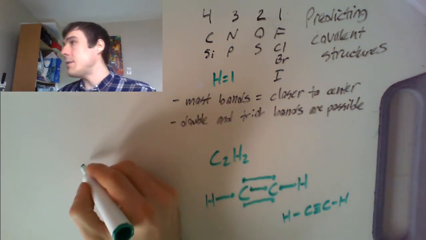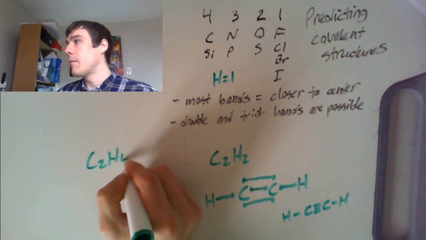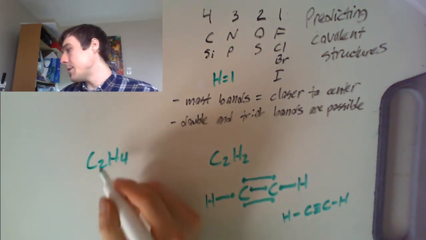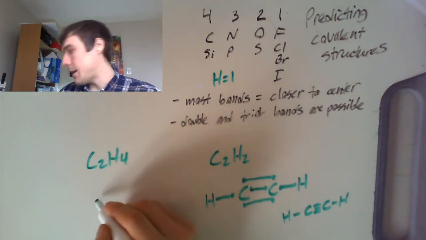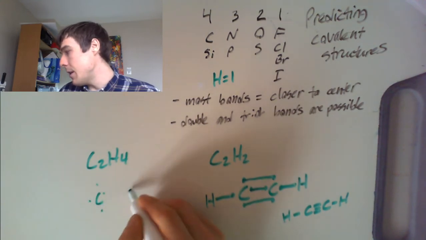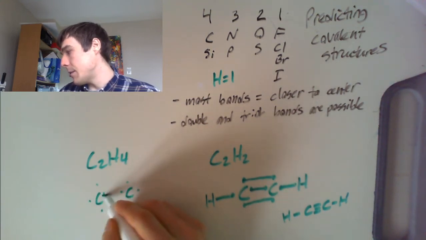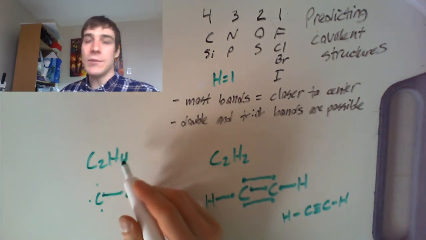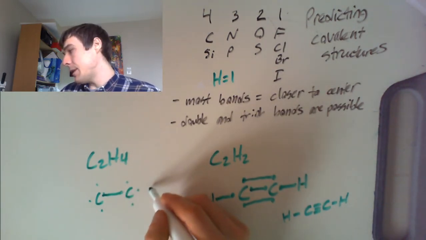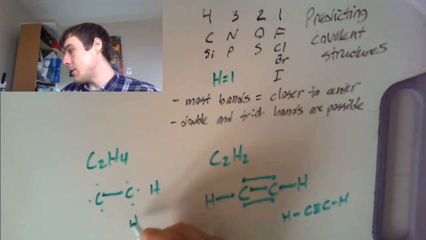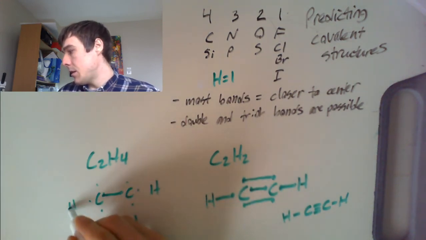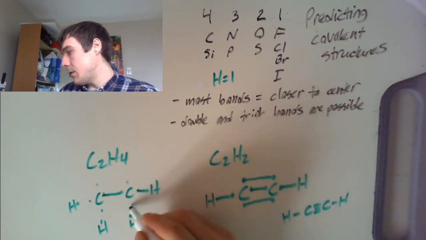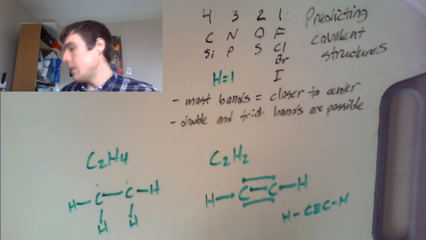We can also have C2H4, and same principle. Carbon goes in the center. It's got the highest bond order, 1, 2, 3, 4. It's carbon 1, 2, 3, 4. The carbons are going to bond to each other. And then we have to put 4 hydrogens. You can probably predict that it's going to be 2 hydrogens on each side. All right, each hydrogen has 1 valence. So there we go, like that.